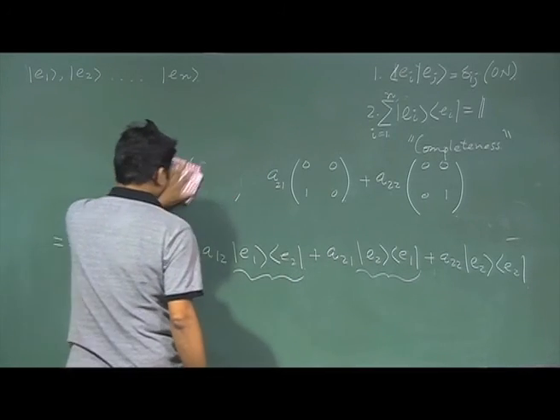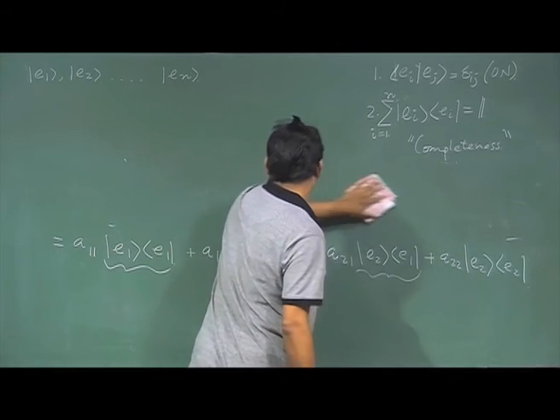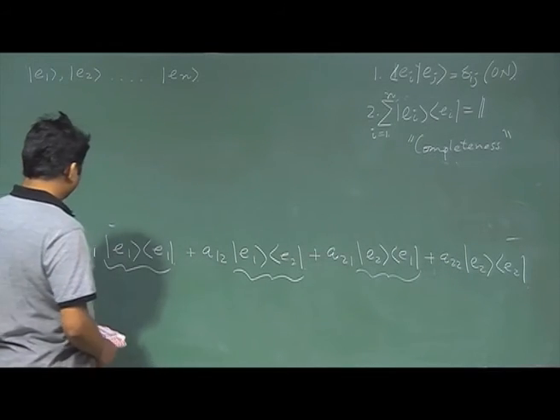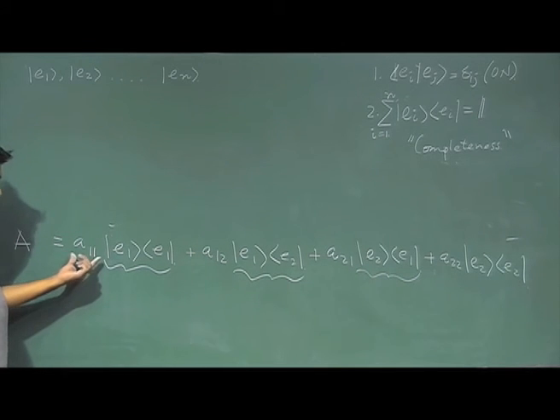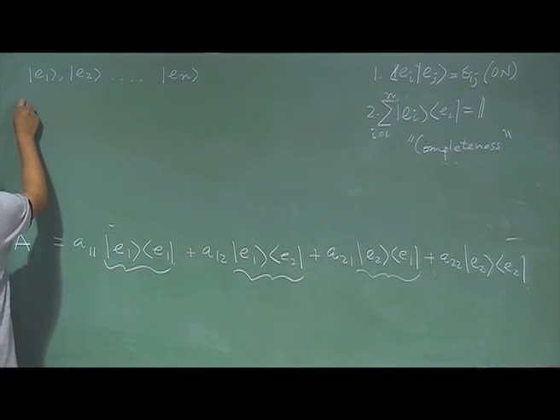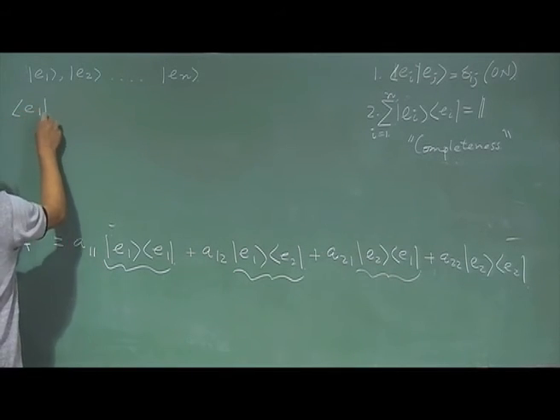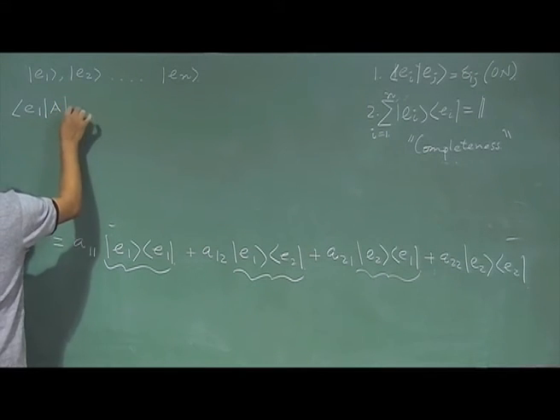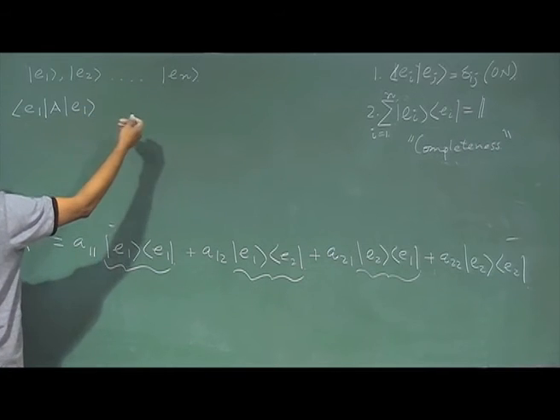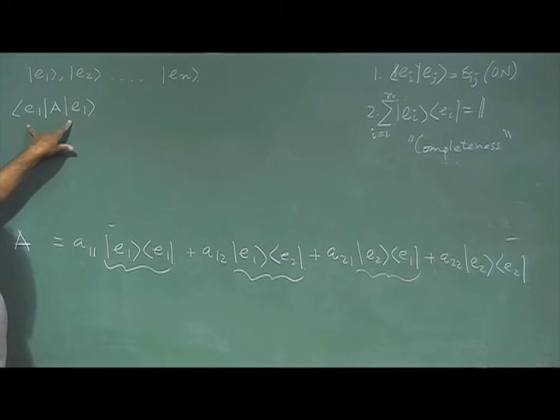So the matrix is given where these are forming a basis. So how do I get the matrix element? So this is my entire matrix A. In order to find out A11, what I will do, I will first operate Ei over A this side and Ei over A in this side. I make a sandwich of A, operating from this side and this side.